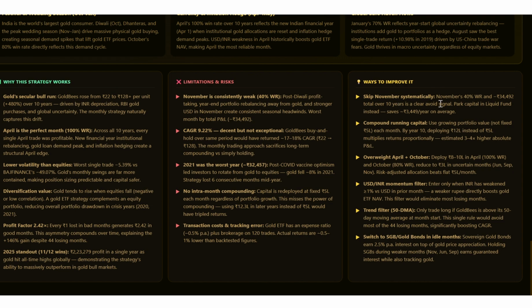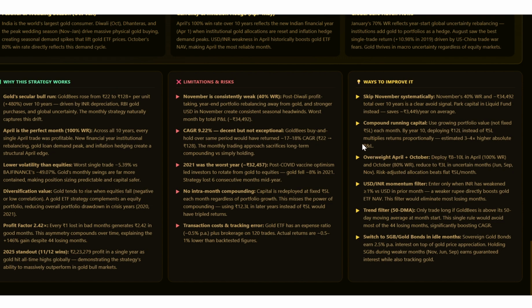Skipping November systematically, as I already explained clearly, and compounding the running capital. We have taken the capital every time as 5 lakhs, but you can combine the profit also with the principal and put it in as a combined principal for the next time. If you do that, then the profit will be 3 to 4 times higher than the absolute profit. Overweight April and October. Now you can combine 2 months also, April and the next best, October. So your risk reward will be higher.